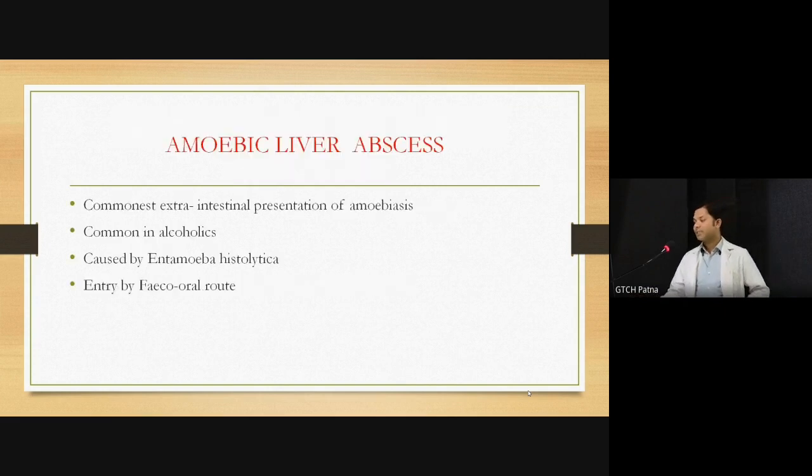Amoebic liver abscess is another type. It is the commonest extra-intestinal presentation of amoebiasis. It is common in alcoholics, because as I told you initially, alcoholics and toddy users are more prone, as are people who eat junk food and live in unhygienic conditions. Amoeba enter the system by the fecal-oral route.